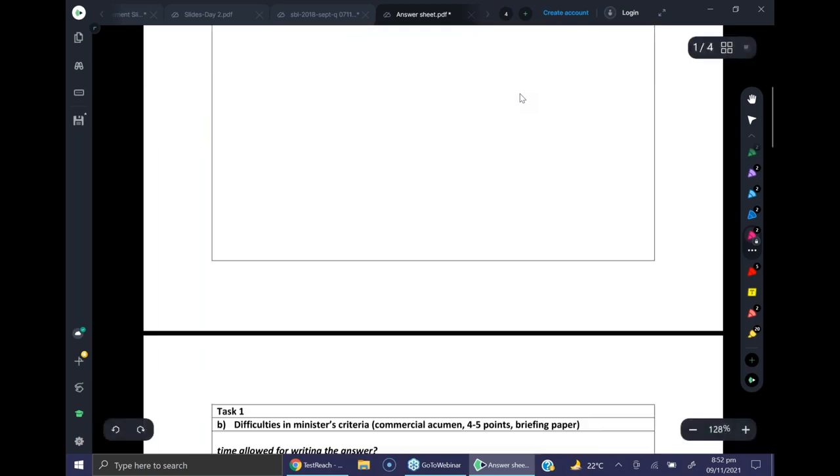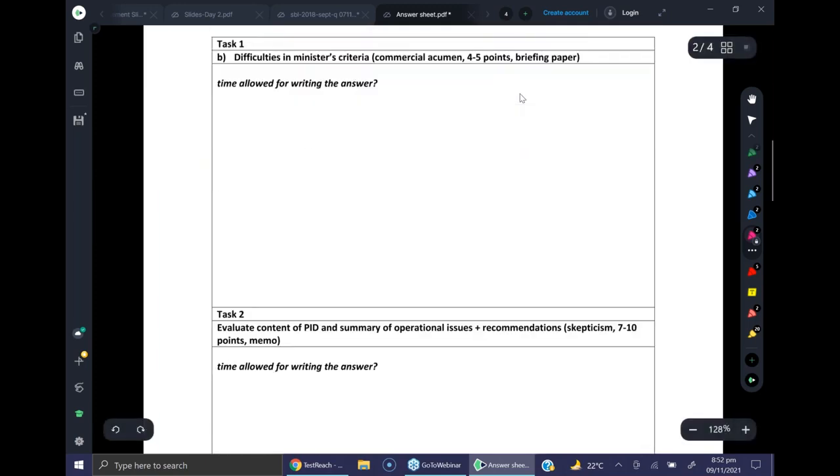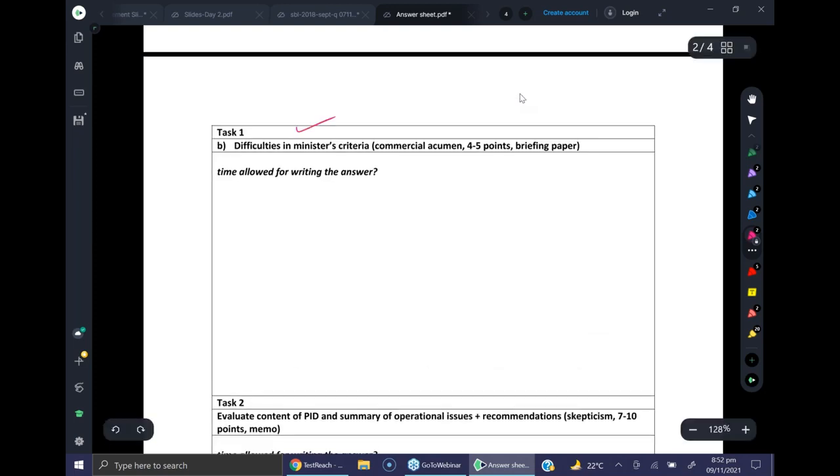Similarly, have a look at part B. So in part B, I'll have to discuss the difficulties in the minister's criteria. I still don't know what this criteria in the exhibits is. It will be given. The skill is commercial acumen, 4 to 5 points, and the briefing paper is the same briefing paper which we are using for part A. So time allowed for this will be 8 plus 2, 10 marks total, and 1 mark has 2 minutes, so 20 minutes are allowed. Again, a lot of time. So if you do this right, and if you're vigilant from the very start of the exam, you will be able to manage time as well.